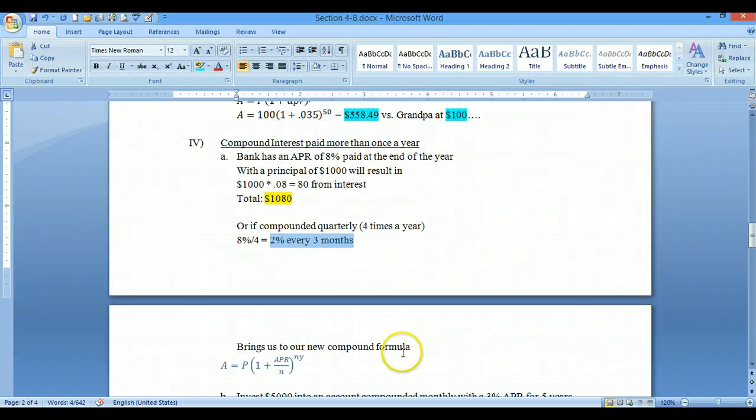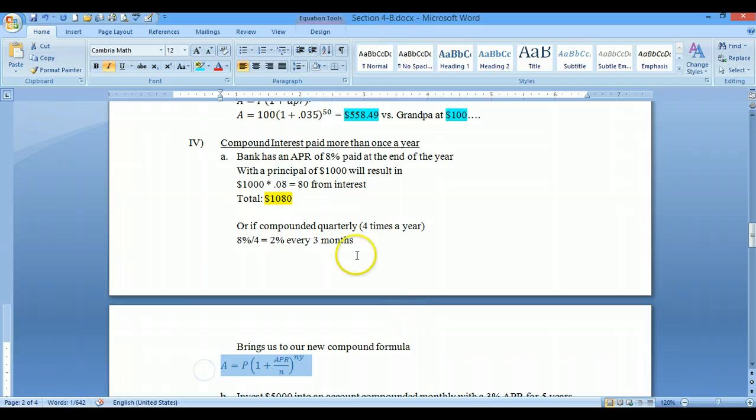So here's our new formula. Because I'm getting a little bit every couple of months, that's why I have my APR divided by the number of compounds. And that's where this new part of the formula comes in. I get a little bit at every single point in the year and not just once. So I take my APR and I divide it by n. And so I get a little bit.